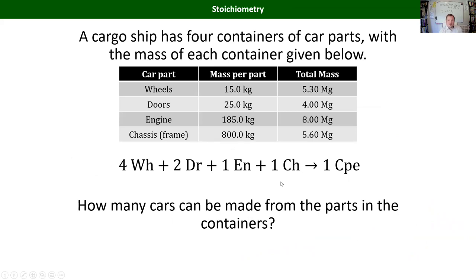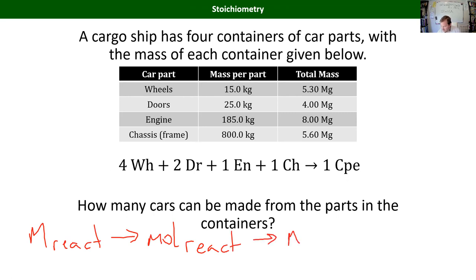This also allows us to ask more open-ended questions. If you have a mass of a reactant, we can figure out how much product you can make by starting with your mass of reactant. You can convert that to moles of reactant. And if you're in moles of reactant, you can figure out how many moles of product you can make. A lot of the conversions we're going to be doing going forward are going to be building onto one end or the other of this stoichiometry step.